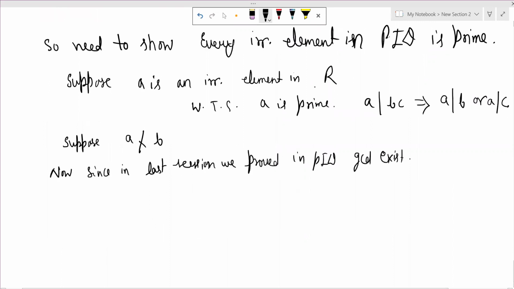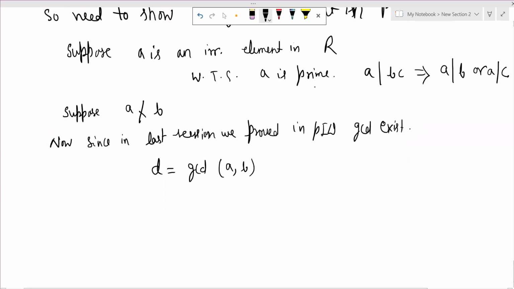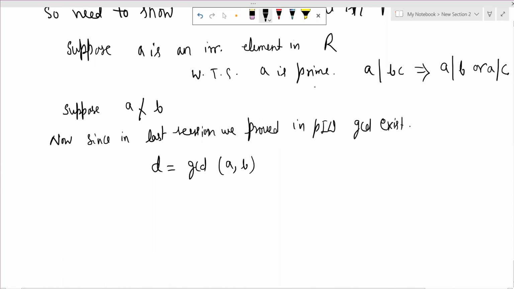So how can we use this? Let's choose D equal to GCD of A, B. Then how can you argue? D is the GCD of A, B, so D divides A and D divides B. Okay. So A divides BC.